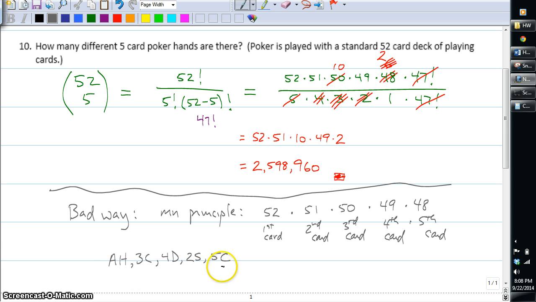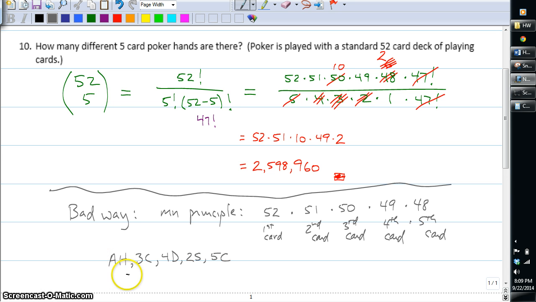We would count this hand. Well, one time we would count it would be drawing the ace of hearts first. That'd be one of our 52 options for the first card. Then following that by drawing the 3 of clubs second. Then drawing the 4 of diamonds third, the 2 of spades fourth, and the 5 of clubs fifth.